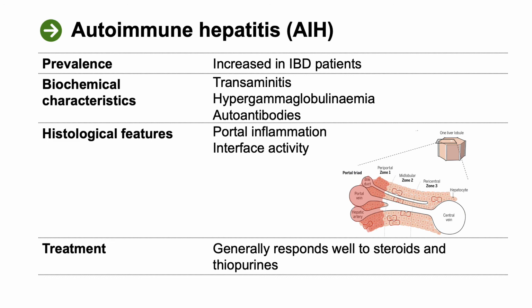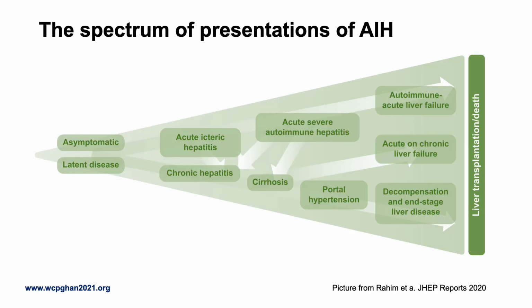Autoimmune hepatitis generally responds well to steroids and thiopurines, but sometimes the first presentation of autoimmune hepatitis is with acute liver failure, requiring high urgency liver transplantation. This is out of the scope of my presentation, as the patients with conditions depicted on the right side of this picture will have overt symptoms.